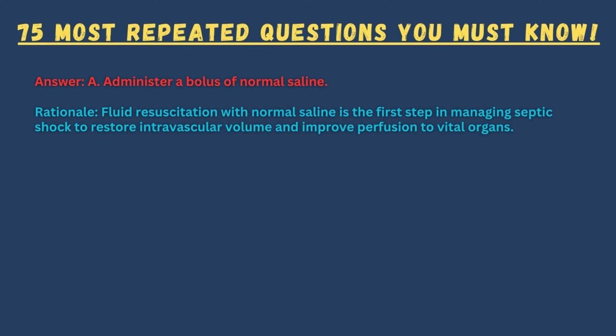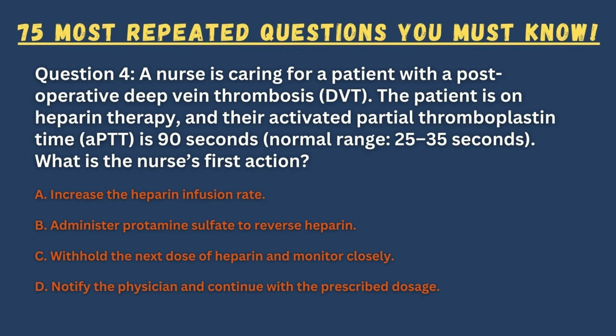Rationale: fluid resuscitation with normal saline is the first step in managing septic shock to restore intravascular volume and improve perfusion to vital organs. Question 4. A nurse is caring for a patient with a post-operative deep vein thrombosis, DVT. The patient is on heparin therapy, and their activated partial thromboplastin time, APTT, is 90 seconds, normal range 25 to 35 seconds. What is the nurse's first action?